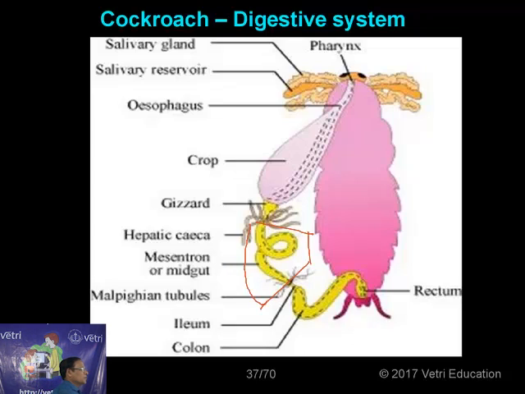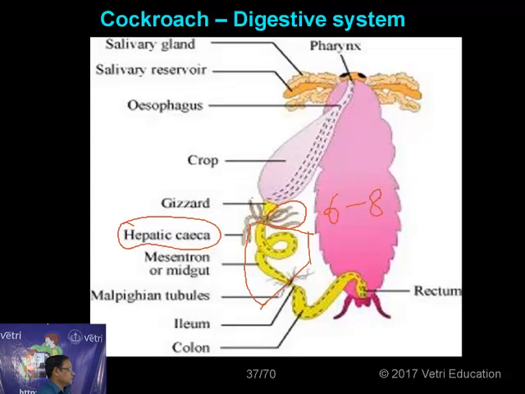Now, at the junction of the foregut and the midgut, or at the junction of the gizzard and the mesenteron, we have 6 to 8 filamentous, blind-ended tubular structures. These structures are called hepatic caecae, 6 to 8 in number. They release secretions similar to those of the pancreas and liver, concerned with the digestive process. We'll see the physiology of digestion later, and what their role is.